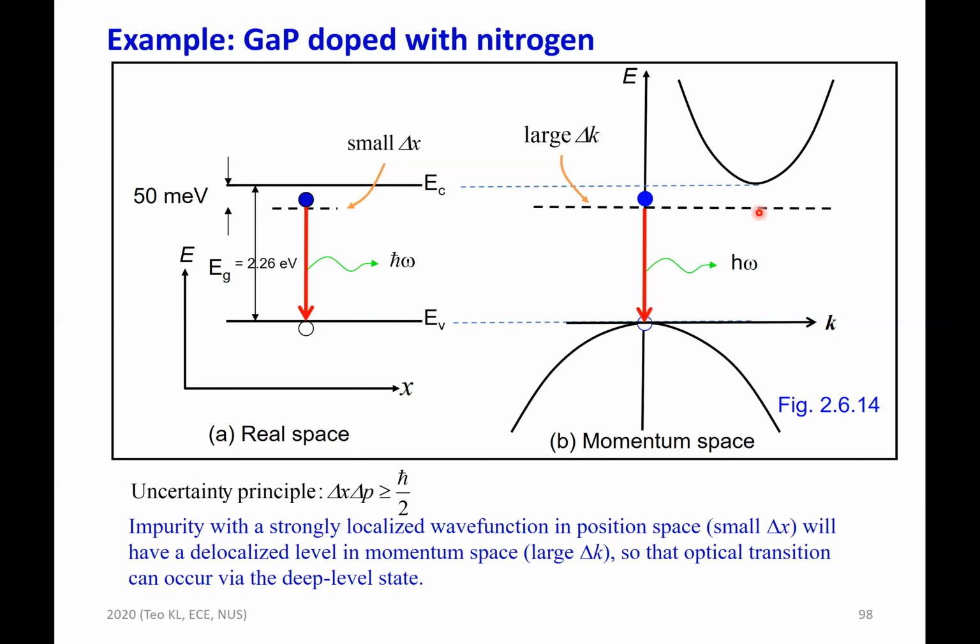The probability of finding the electron here is due to the uncertainty principle, because based on the uncertainty principle, delta X times delta P is greater than or equal to h bar over 2. So delta X is very small, so it's very localized in real space, and in reciprocal space the change in K is very large. So there's a possibility that you can find the electron at the top of the valence band, and this electron can recombine with the hole near the top of the valence band. So this is the optical transition occurring via a deep level state.